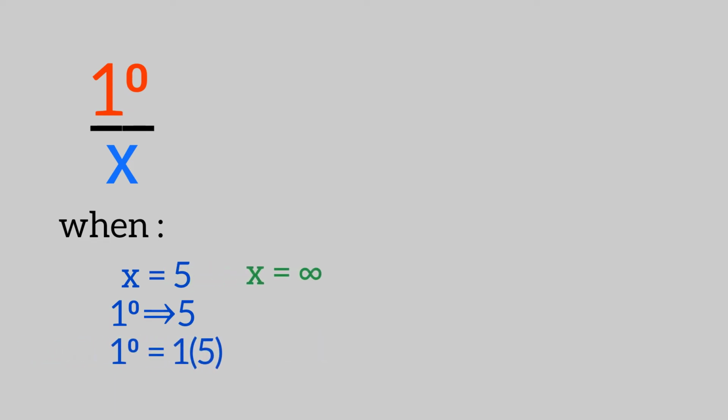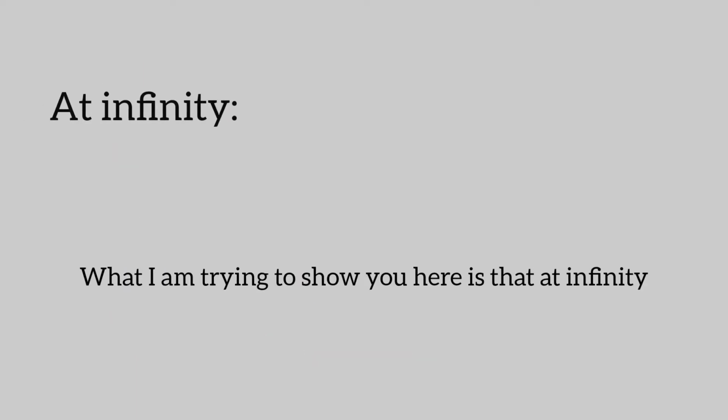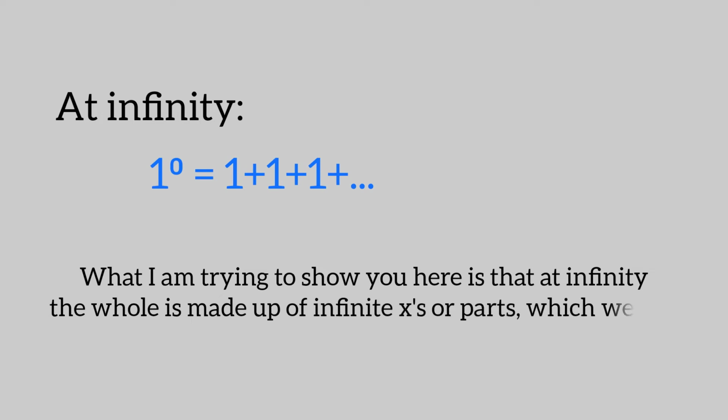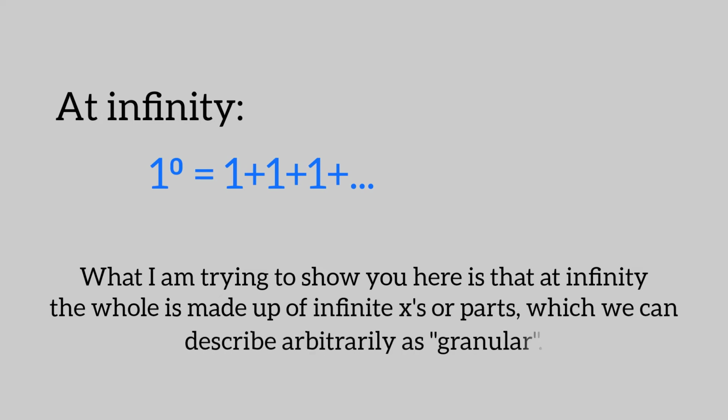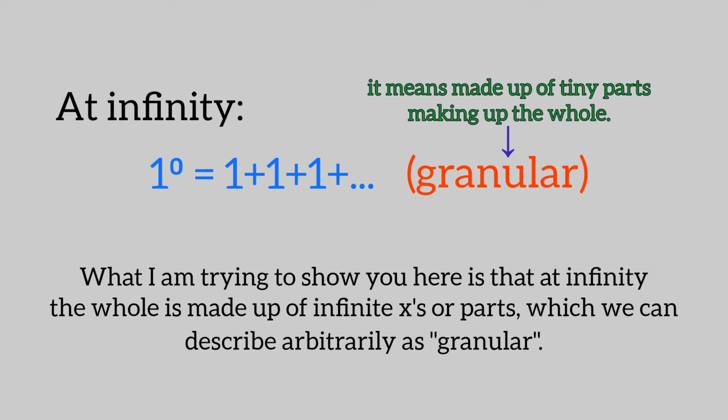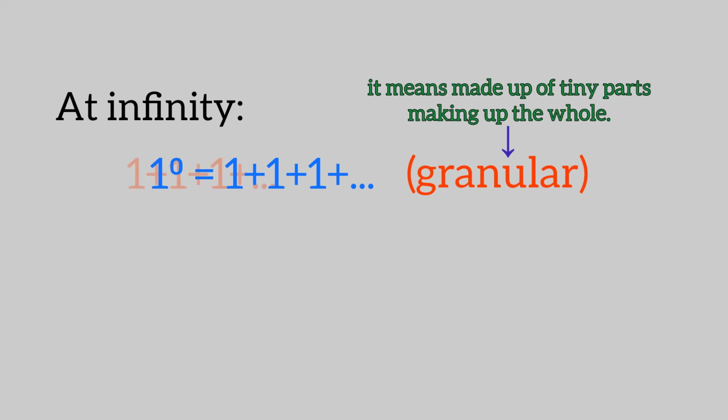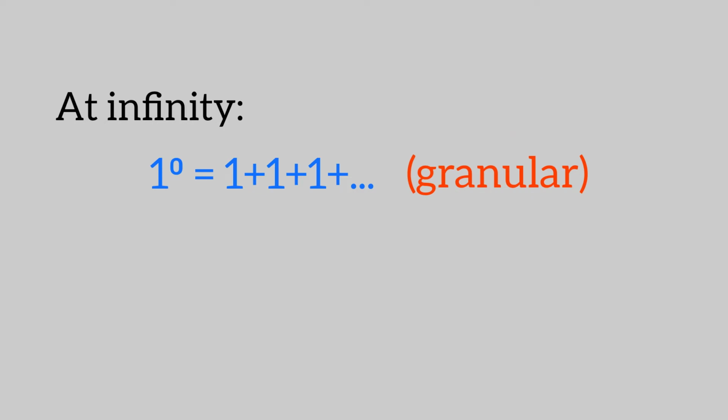When x equals infinity, then the whole is made up of infinite parts and can be represented as shown. The 3 dots means that the whole is made up of infinite units or ones. What I am trying to show you here is that at infinity, the whole is made up of infinite x or parts, which we can describe arbitrarily as granular. And if all of these parts were added together, it is equal to the whole. And being granular, or made up of infinite parts, is what distinguishes infinity from a singularity.